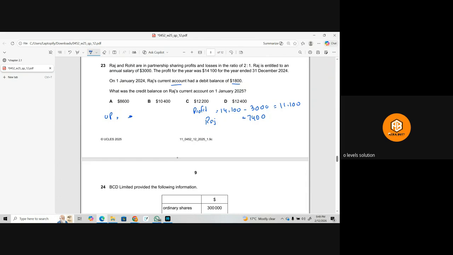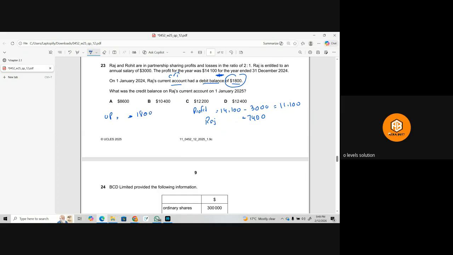Because we know the current account has a credit nature. Whenever it increases, it will credit. Whenever it decreases, it will debit. So if Raj's current account is a 1,800 debit balance, it is a negative balance. So the opening balance is minus 1,800.